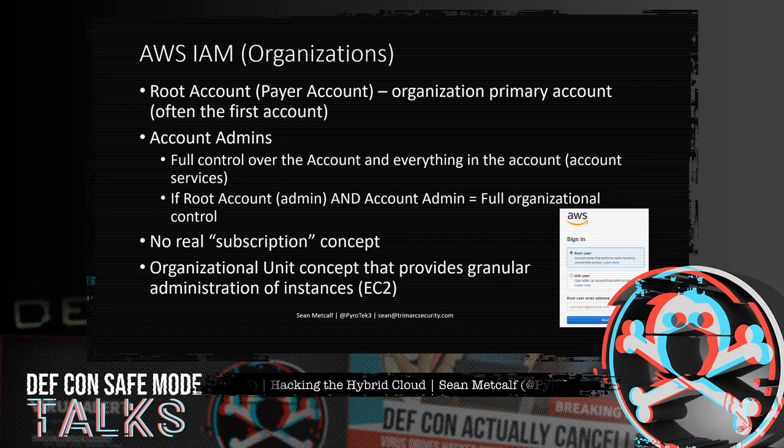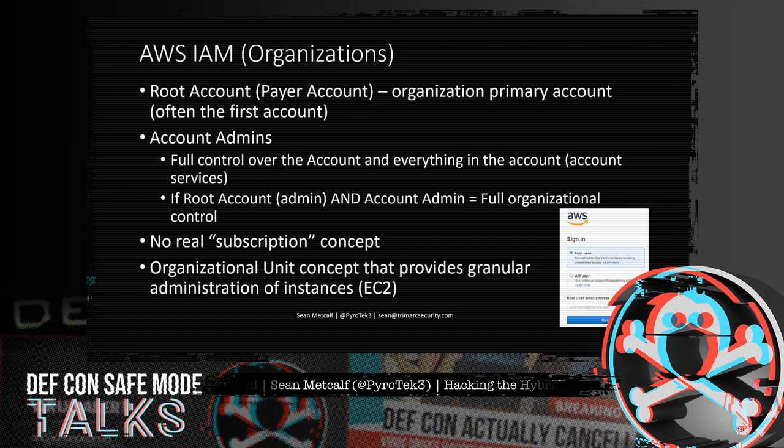AWS has a root account, often referred to as a payer account, which is the primary account, though it really shouldn't be used regularly. Then there are account admins. So in AWS, the account is similar to the Azure tenant. It's the top-level container for the environment for that customer. The account admins have full control over the account. If an account is a root account and an admin account, then that account has full organizational control.